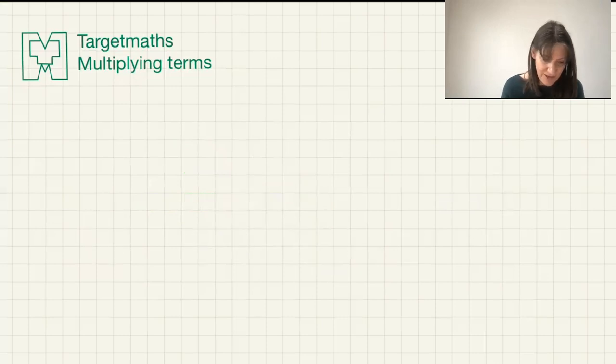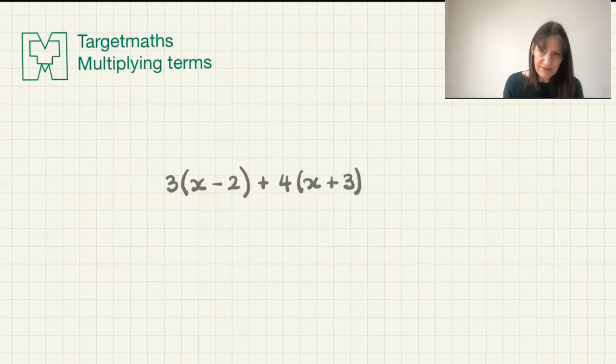Okay, let's do another one. We're going to do 3x minus 2 plus 4x plus 3. Pause and hit play when you're ready.